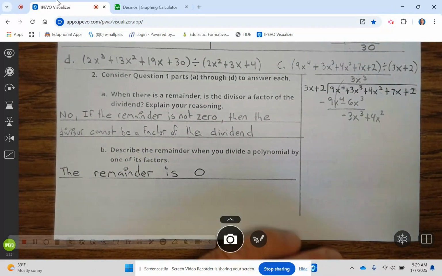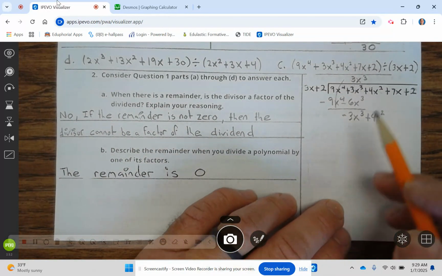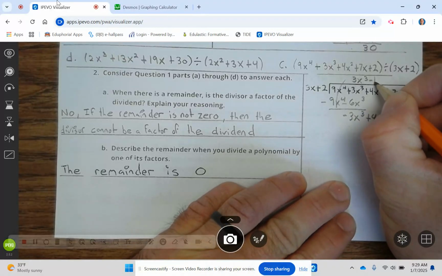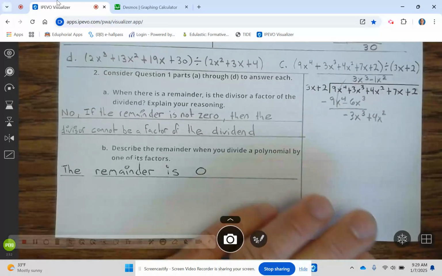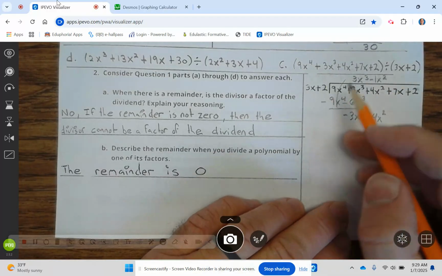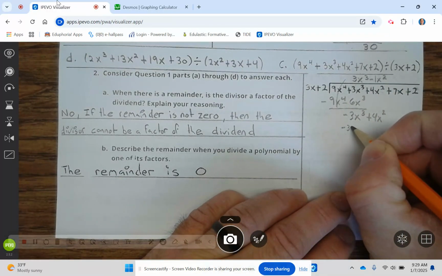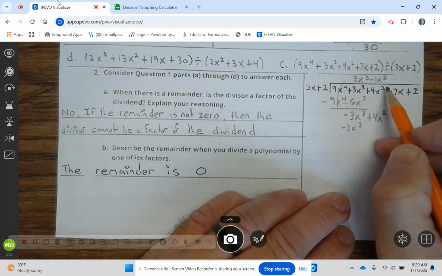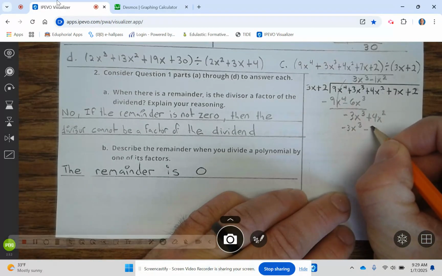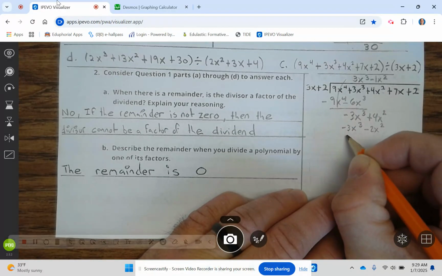Okay. Now we ask ourselves, what do you multiply 3x by to give you negative 3x cubed? The answer to that is minus 1x squared. Multiply negative 1 times 3 is negative 3x cubed. Negative 1x squared times 2 is minus 2x squared.